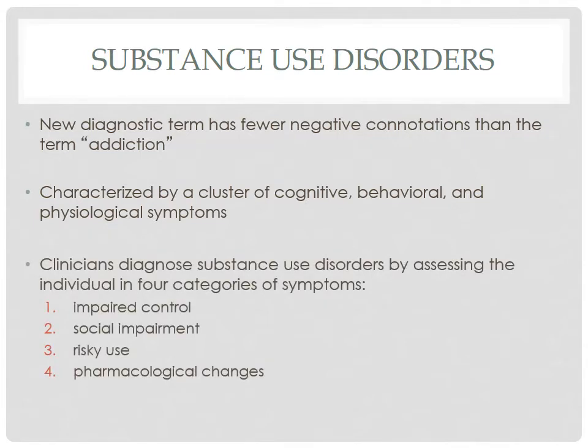Clinicians generally diagnose substance use disorders by assessing an individual across 4 categories of symptoms. These might be impaired control, the social impairment that occurs for the individual, the risky use, again, driving, the risk for example, like sexually transmitted infections that might occur through needle use, and certainly pharmacological changes, so actual differences that are occurring either within the brain or within the individual's physiology.